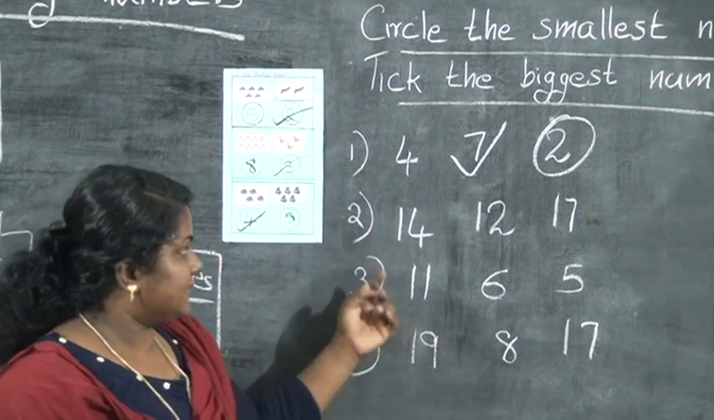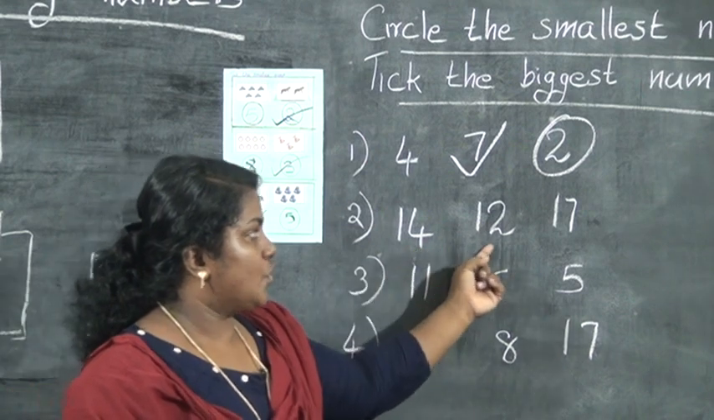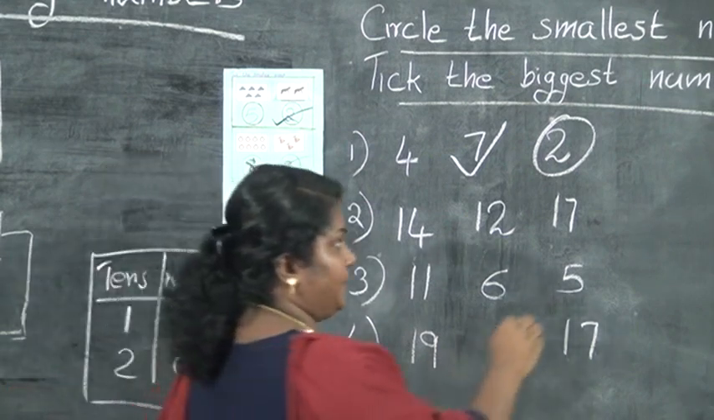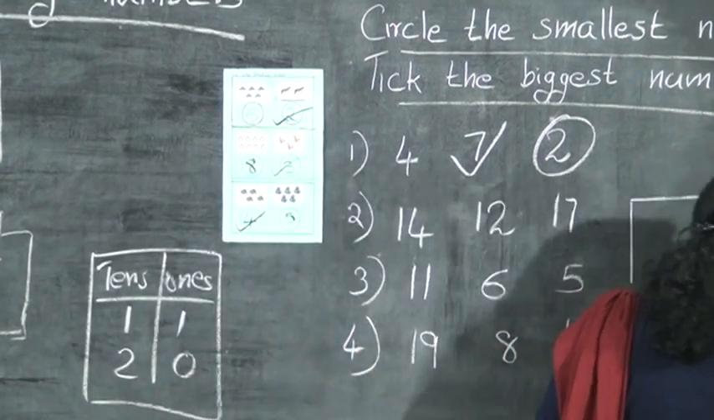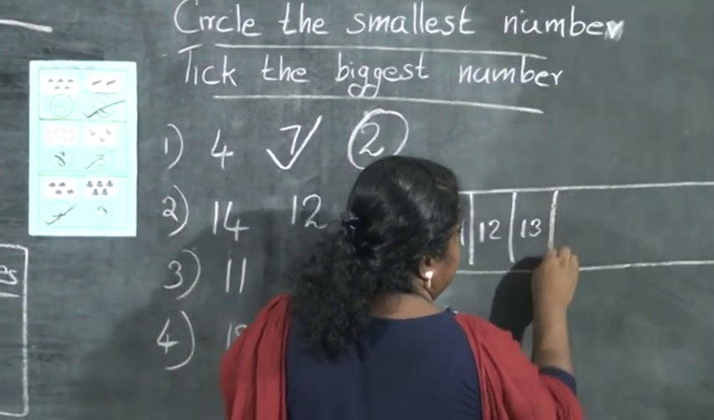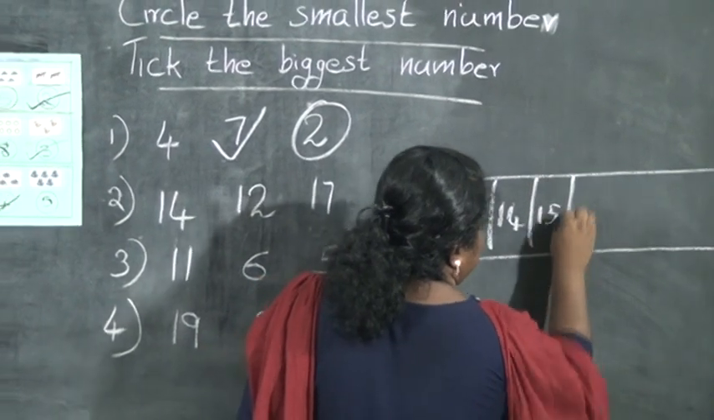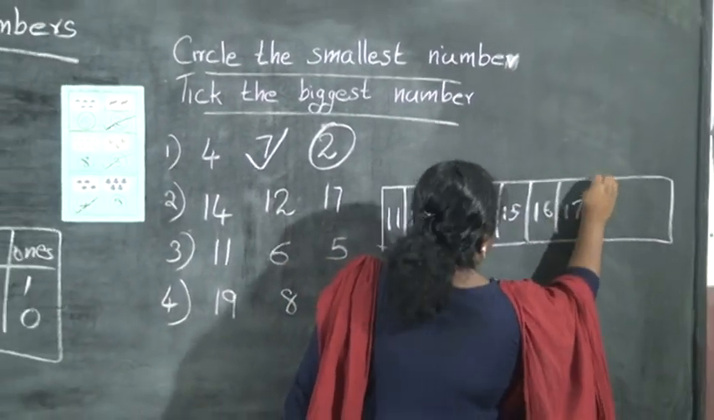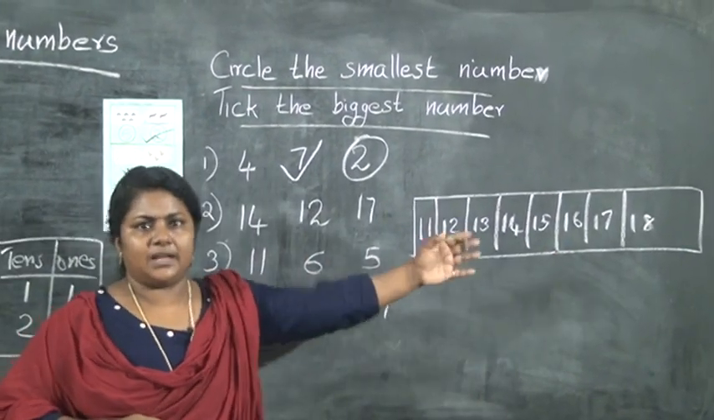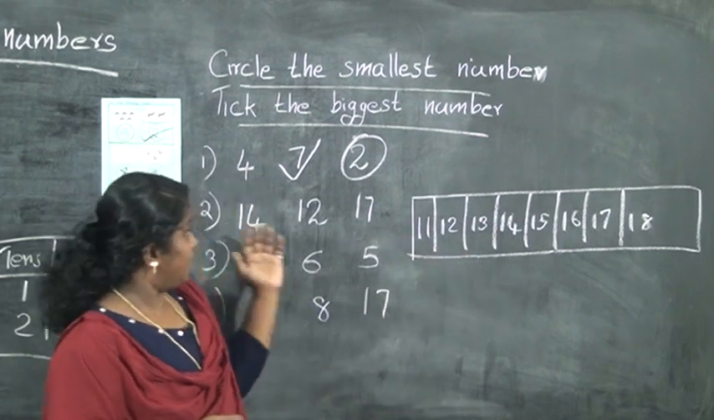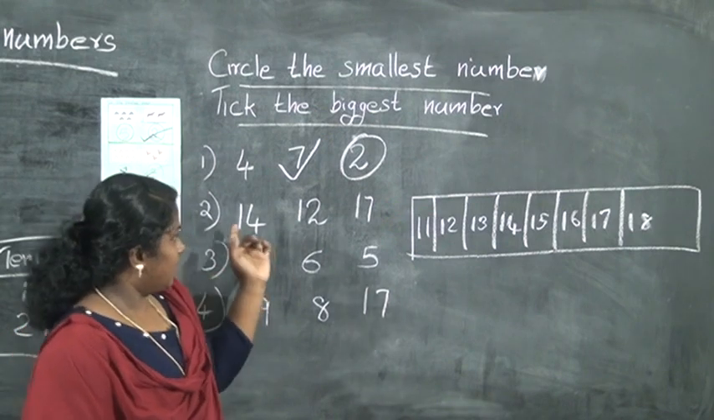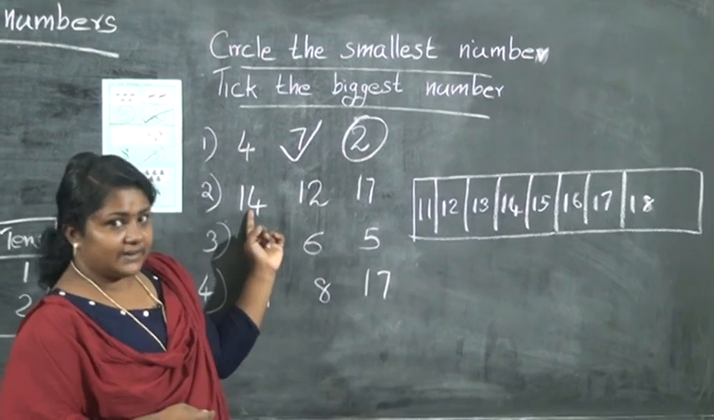Okay, now the second one, the numbers are 14, 12, 17. You can use a number strip. Shall we use a number strip? Here we can write a number strip. 11, 12, 13, 14, 15, 16, 17, 18. I have written 11 up to 18. While looking at this number strip, we have to compare which one is the biggest number and which is the smallest number. Which numbers are here when we compare?